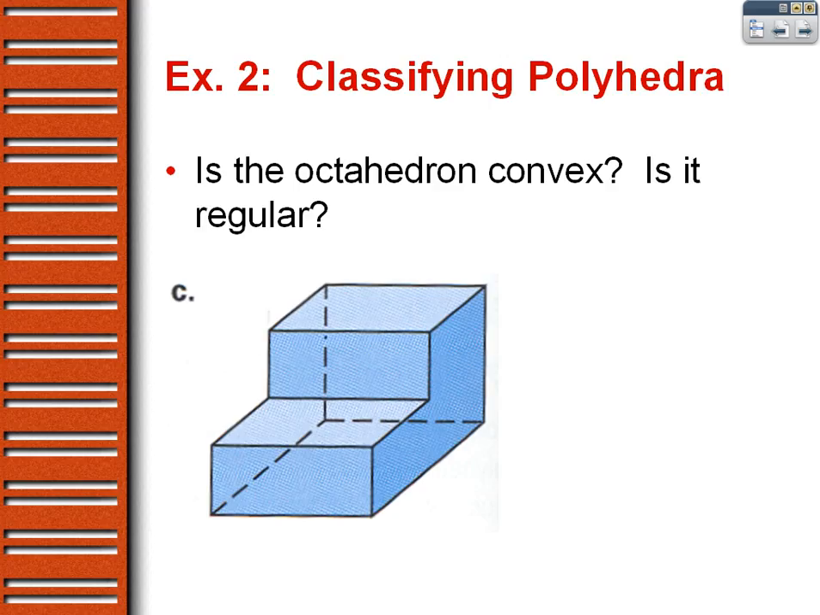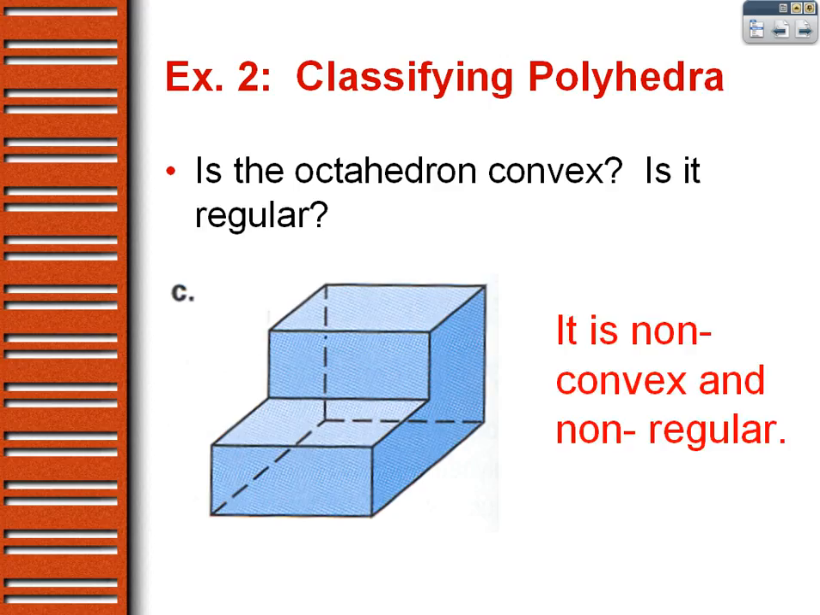What about this one? That's also an octahedron. 8 faces. Concave. Sure. It looks like if I connect points there and there, for example, or there and there, I'm going to have to move outside the shape, outside the polyhedron. So it's concave, regular? Nah, definitely not.